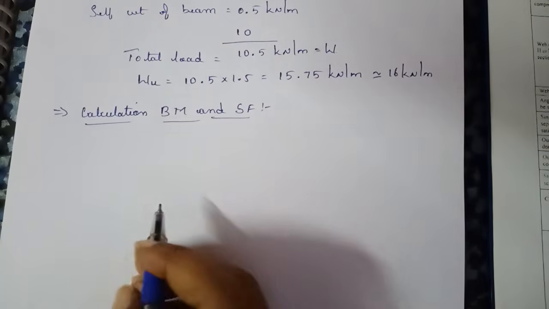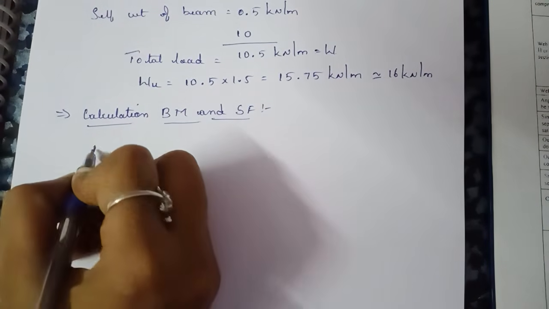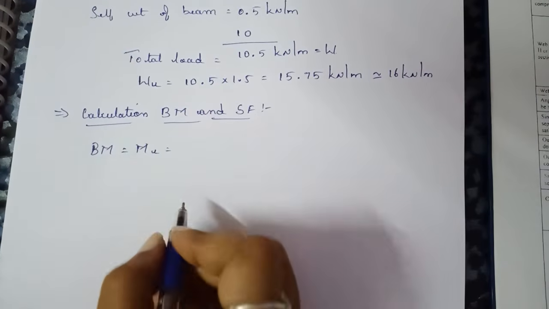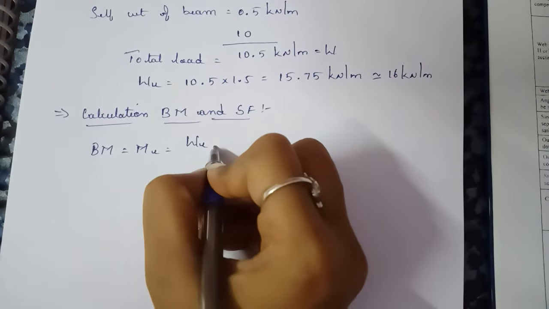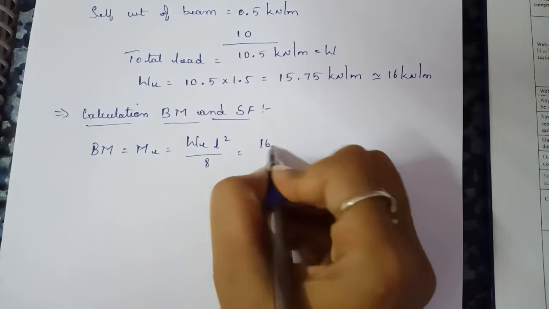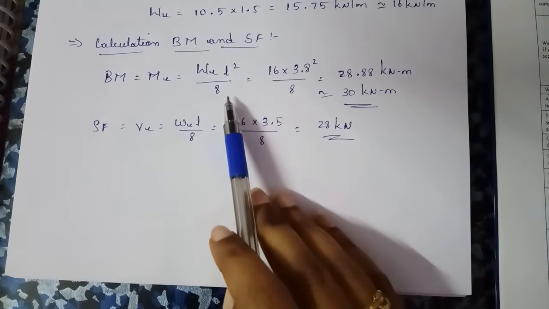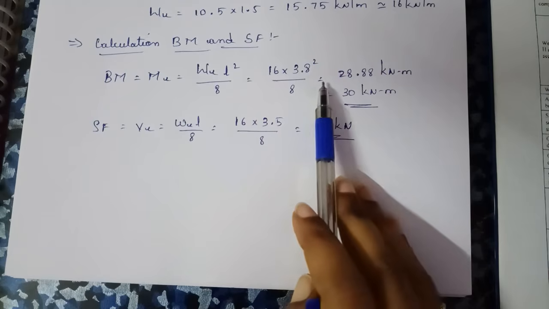As it is mentioned, it is a simply supported beam carrying a UDL, so the bending moment equation will be, MU equal to, as we are using factored load WU, moment also will be factored, WU L square divided by 8. So W is 16. Here WU L square divided by 8 is the equation, 16 is the load and L will be 3.8.